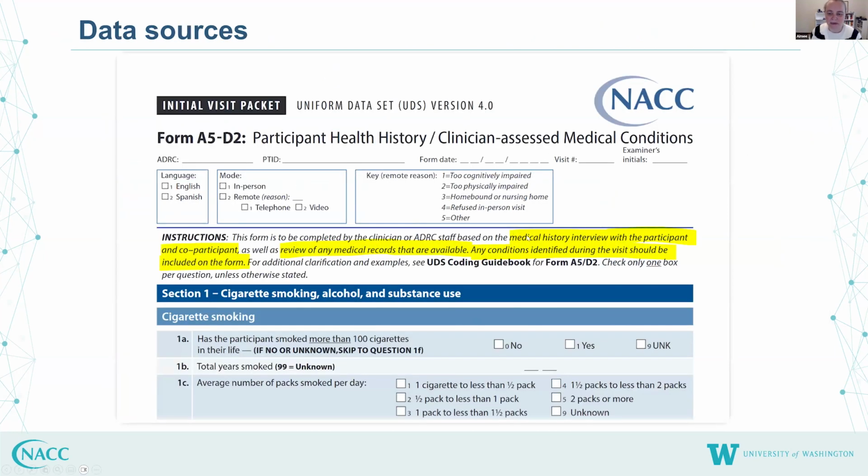Again, we've clarified what the data sources are, including the interview and the review of medical records, and then any conditions identified during the visit should be included on the form as well. The coding guidebook provides a lot of help for this form.